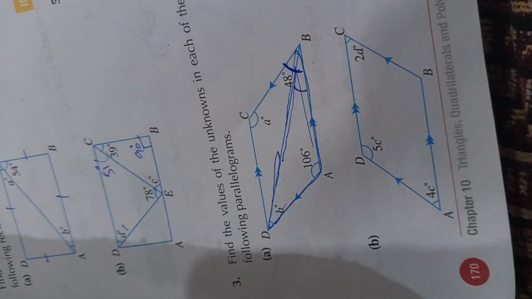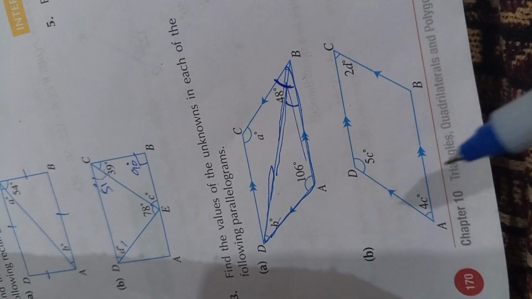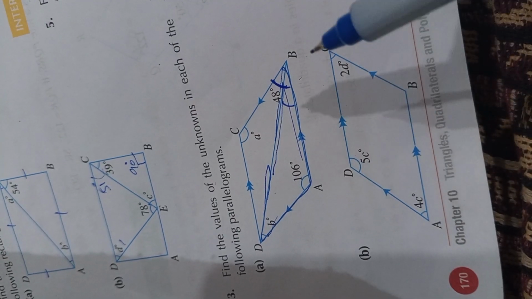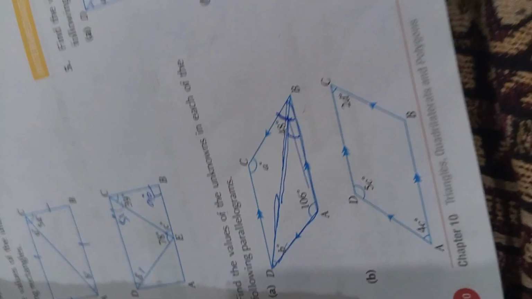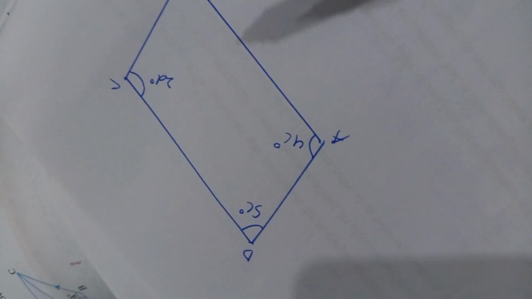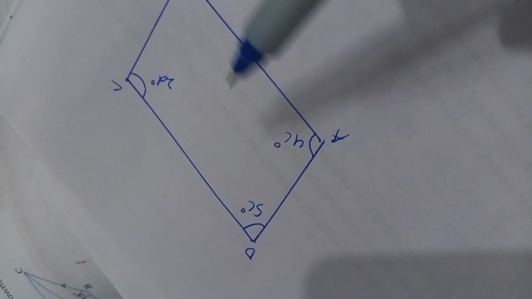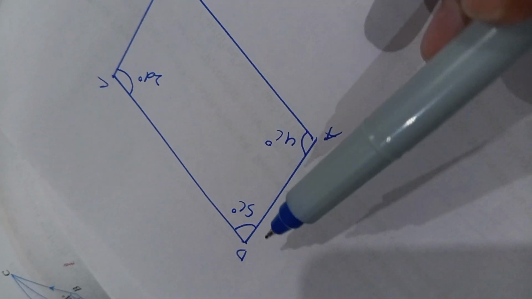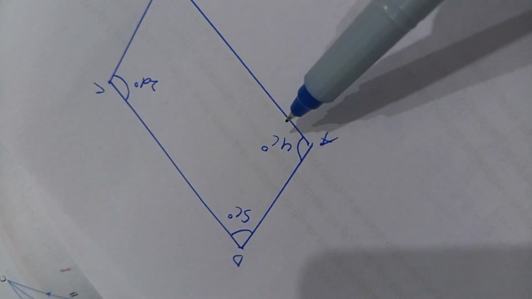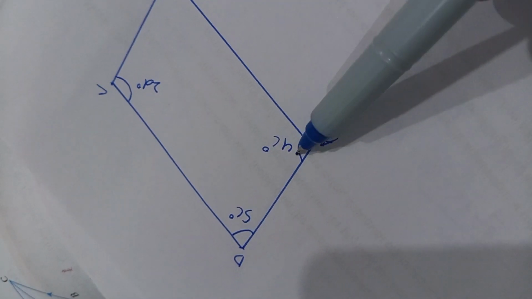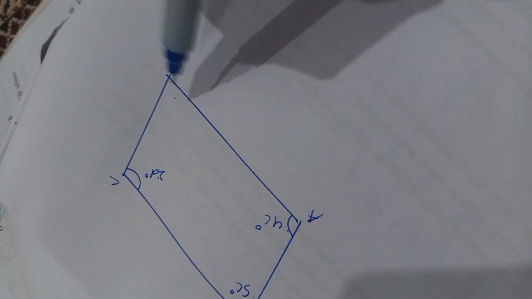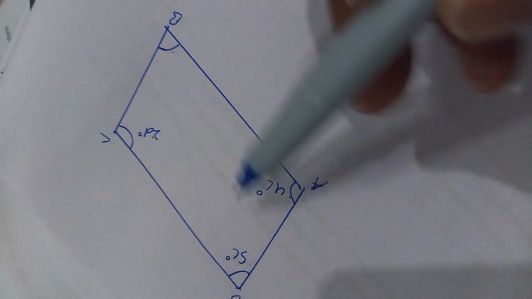So now let's move on to part B of question number 3. What we have to do is find the value of c here and d here. So we will use a property of quadrilaterals, all shapes with four sides and four angles. The sum of all angles inside a quadrilateral equals 360 degrees. So this angle plus this angle plus this angle and this one angle will equal 360 degrees.